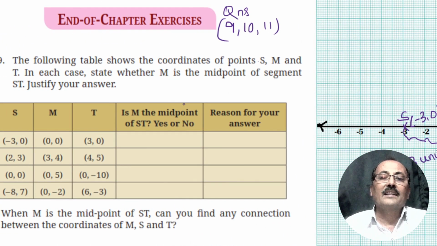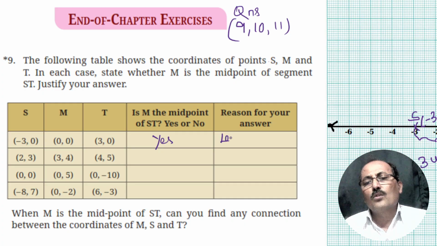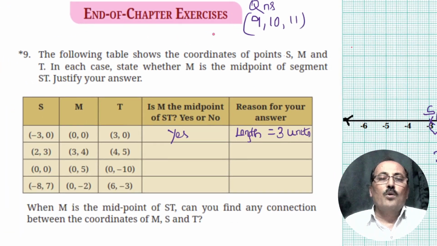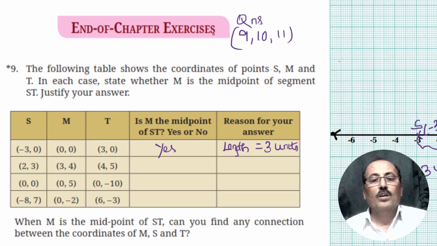So you can write: is M the midpoint of ST? Here, yes. The reason they are asking for, just write the reason: length equal to 3 units on both sides. The next points are given as 2 comma 3, 3 comma 4 and 4 comma 5. But you are not allowed to put this in the same graph.